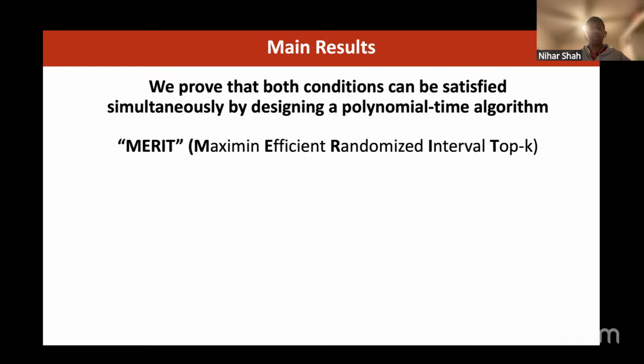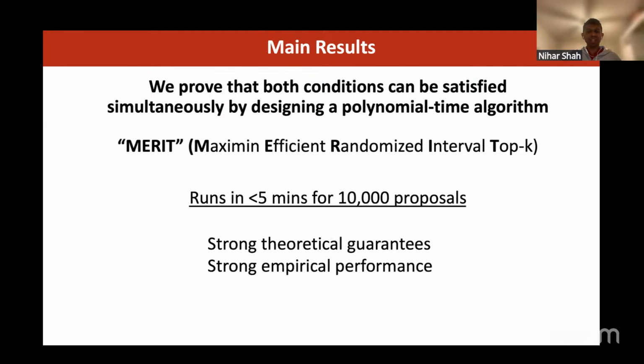So it turns out we can prove that both these conditions, ex ante optimality and ex post validity, can be simultaneously satisfied. And we design a polynomial time algorithm which is ex ante optimal and satisfies ex post validity. We call this algorithm MERIT, maximum efficient randomized interval top k. I will not have time to go into the details of this algorithm, but it's not only polynomial time, but in fact it's a practical time algorithm.